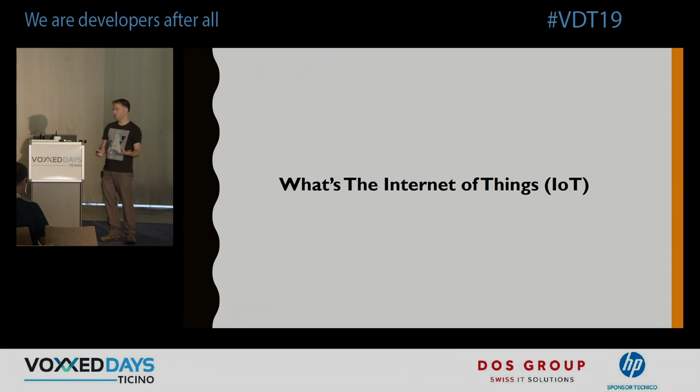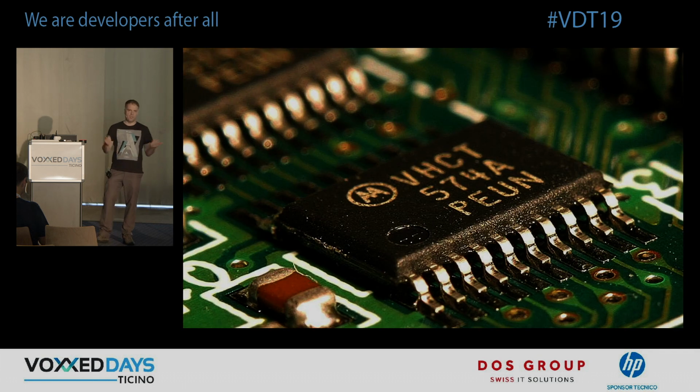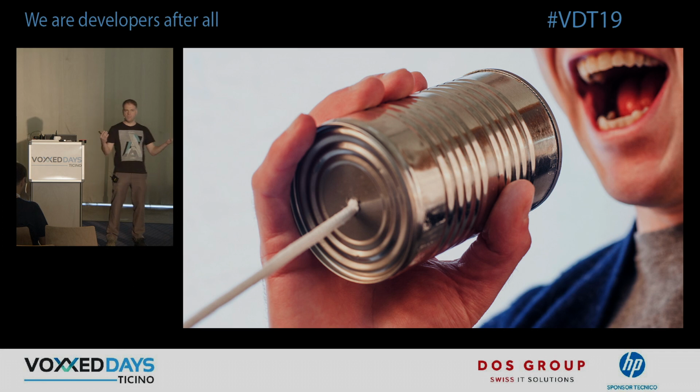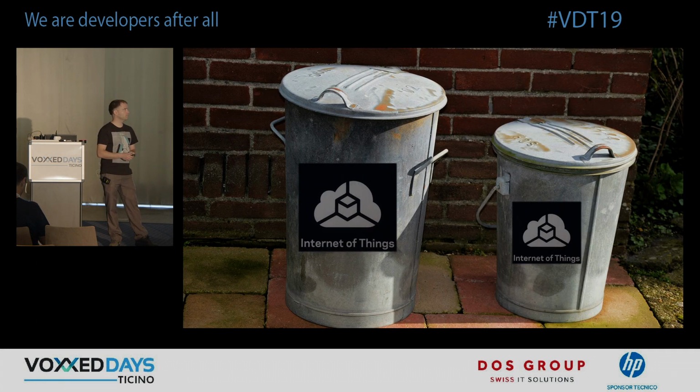So what's the Internet of Things? Basically, it's something with a computer, a chip on board. Mostly it's connected to the internet or to some kind of network to communicate. But I often have seen examples that were a bit like this.